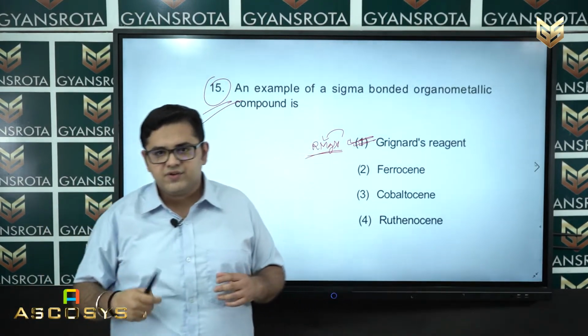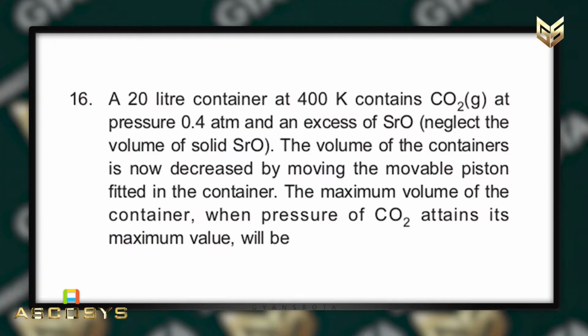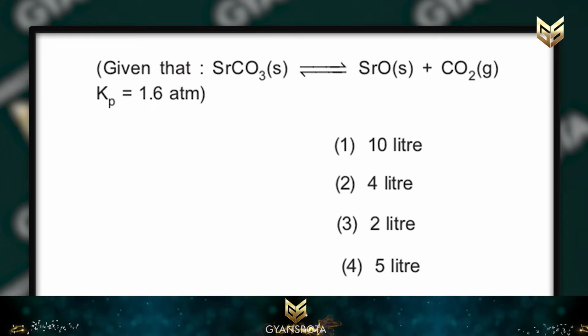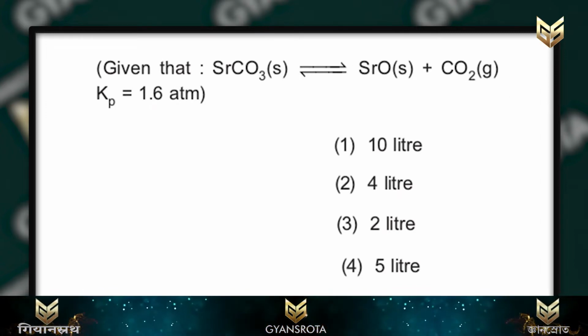Now we are moving to another question, that is question number 16. Question number 16 is on your screen. A 20-liter container at 400 Kelvin contains CO2 gas at pressure 0.4 atm and an excess of SrO. Neglect the volume of solid SrO. The volume of the container is now decreased by moving the movable piston fitted in the container. The maximum volume of the container when pressure of CO2 attains its maximum value will be. So, given the chemical equation, they ask you the volume.